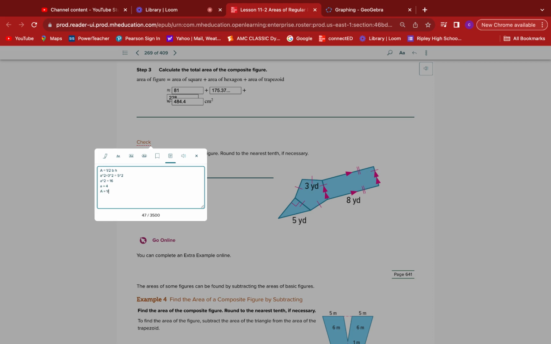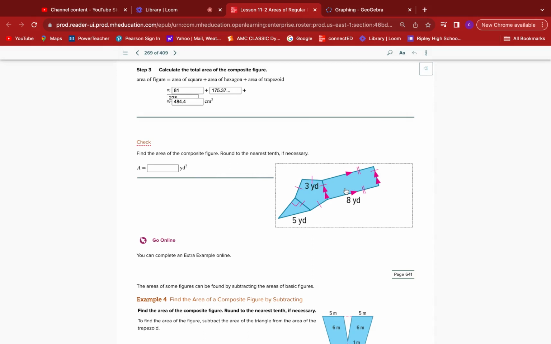One half times the base, which is 3, and the height, which is 4. So half of 12 is 6. So the area of the triangle is 6. All right, so don't forget that, everybody. We can do the rectangle pretty easy. 3 times 8 is 24. So we've got the area of the triangle is 6, and the area of the rectangle is 24.